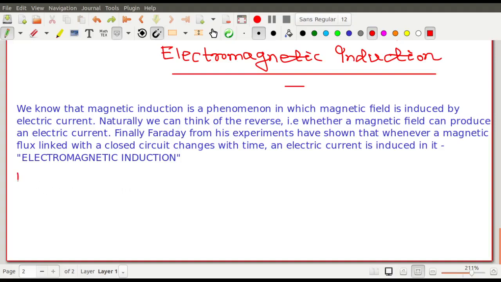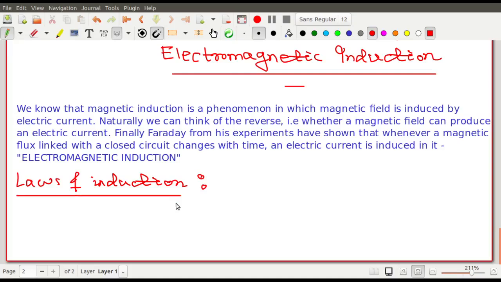Now the next is laws of induction. Actually I should write electromagnetic induction, but as a shortcut I am writing only laws of induction. So laws of induction you have read in your higher secondary classes and it is also necessary over here. Higher secondary তো পড়েইছি আমরা, এখানেও আমাদের জানতে হবে। Here also you have to know the laws of induction.